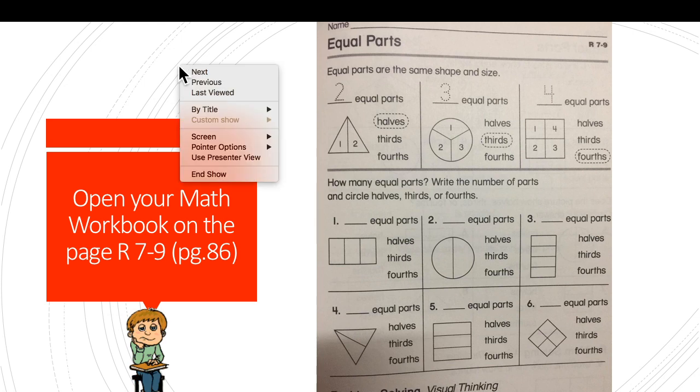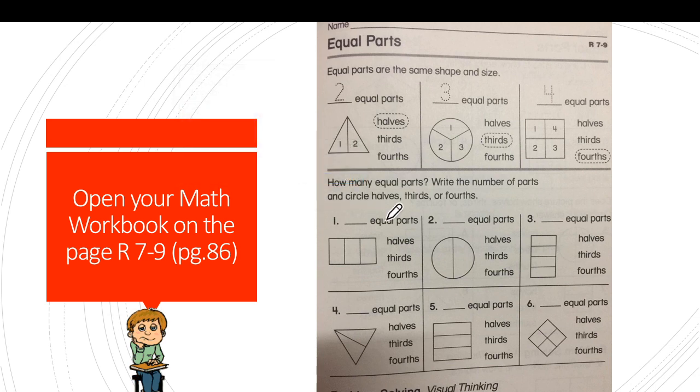Let me change my pen so I can help you. Now, these parts are equal. How many? One, two, three. Please write number 3 up here. 3. Well done. So what do we call three equal parts? Quickly. Three equal parts we call thirds. Let's circle thirds.